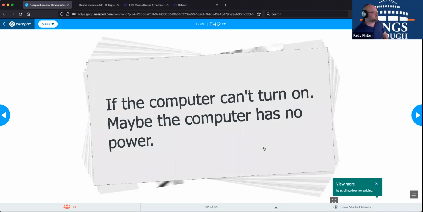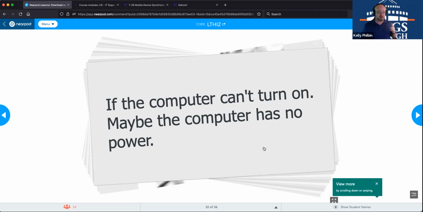Establish a probable cause. If the computer can't turn on, maybe the computer has no power. Is it just your computer that's not turning on, or is there other things not turning on, like maybe your desk lamp, maybe the lights in your office? Is the whole building dark? If the whole building is dark, I think we might have found the problem.